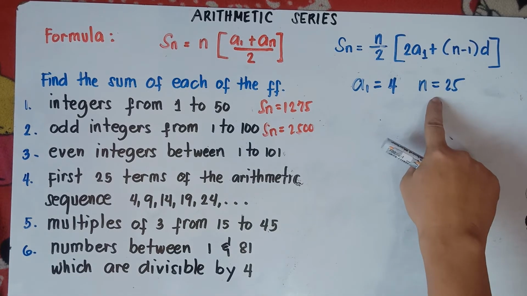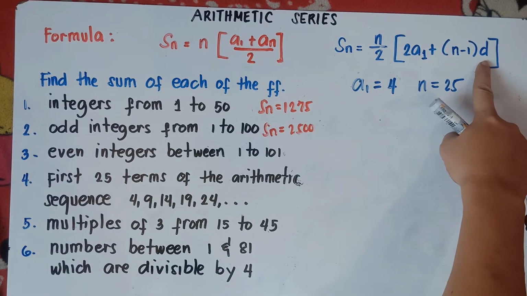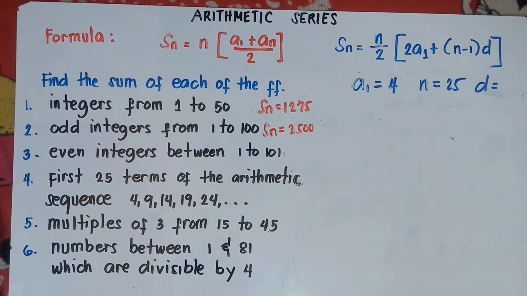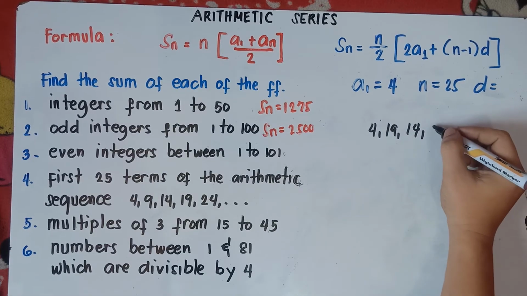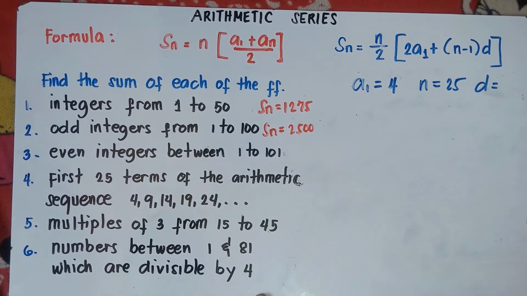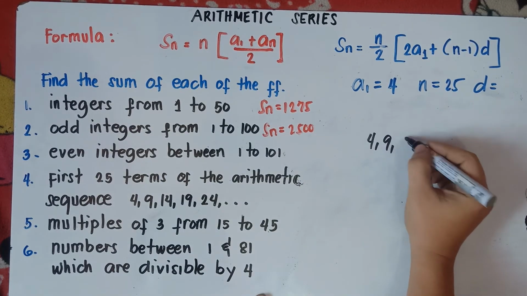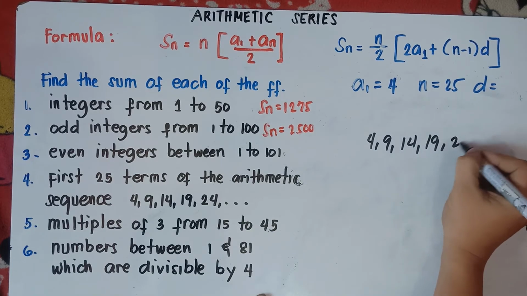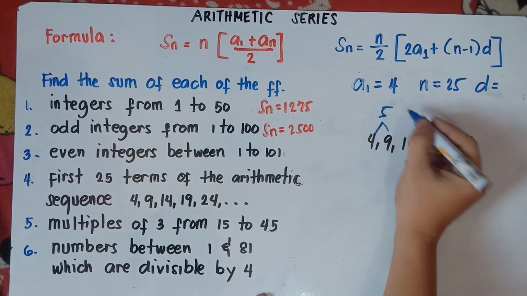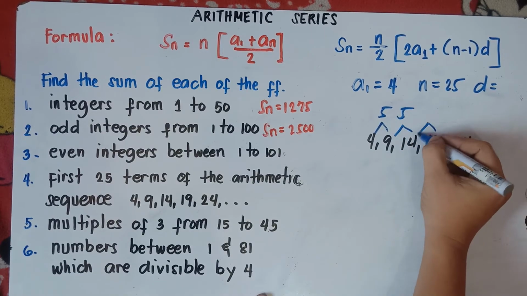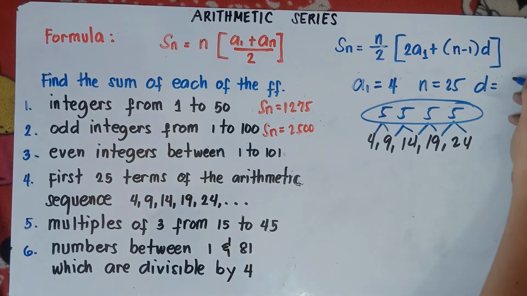We have n, we have the first term, and do we have d, the common difference? Yep. What's the common difference? So we have 4, 9, 14, 19, 24. To get the common difference, subtract the second term minus the first term. 9 minus 4 is 5, 14 minus 9 is 5, 19 minus 14 is 5, 24 minus 19 is 5. Therefore, the common difference is 5.